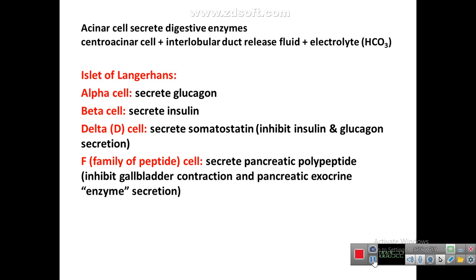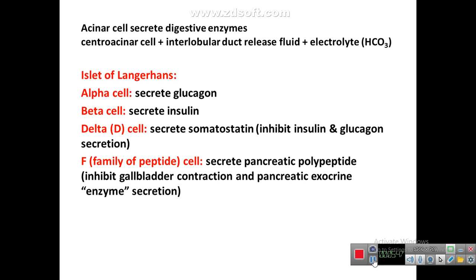Beta cell secretes insulin. Delta or D cell secretes somatostatin, the function of which is to inhibit insulin and glucagon secretion, meaning oversecretion. Once the function is done and no more insulin and glucagon is required by the body, their secretion will become inhibited by the D cell.